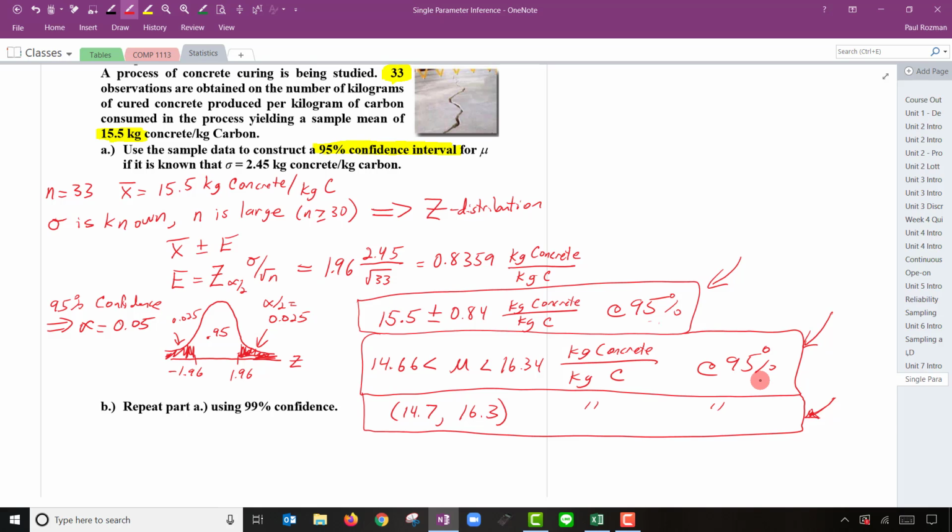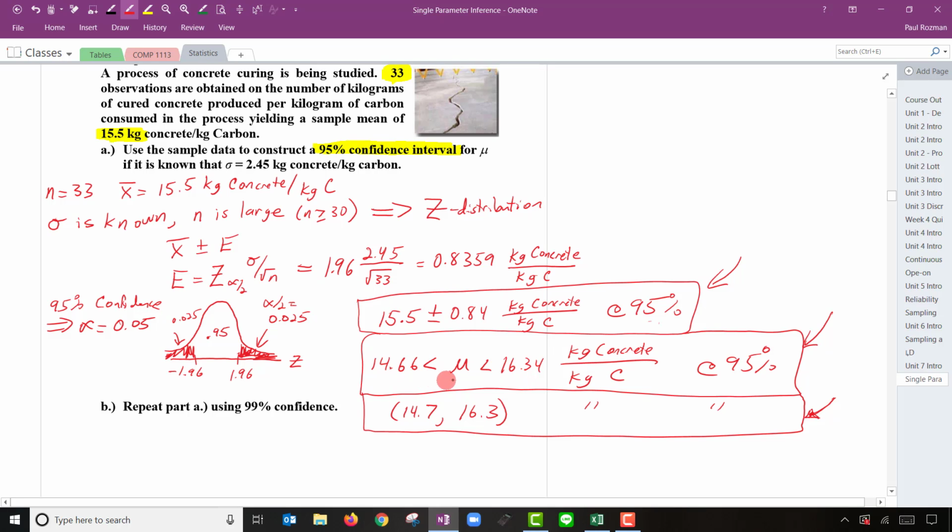Like I had 33 slabs, I tested them, I had a mean of 15.5. If I did another group of 33, I'd get a different mean and I'd have a different confidence interval. And another group of 33, I'd get a different mean and a different confidence interval. Some of these confidence intervals will be good, and some of them will not be good based on those 33 values that I get by chance.